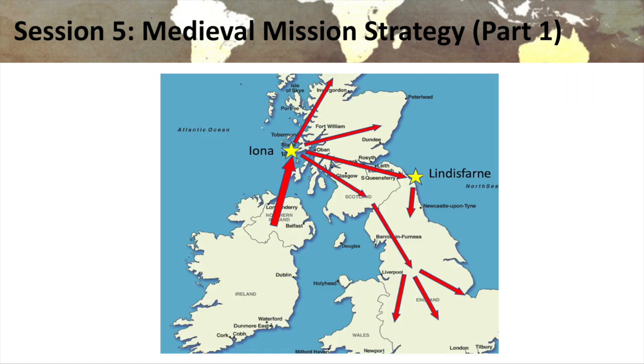And so you see in this map how it happened. The big arrow is when Columba came from Ireland and set up Iona, and then from Iona they launched out into all parts of Scotland. Here is Lindisfarne on the right-hand side of England, and then they dropped down into England and continued on, and it went well past this map.